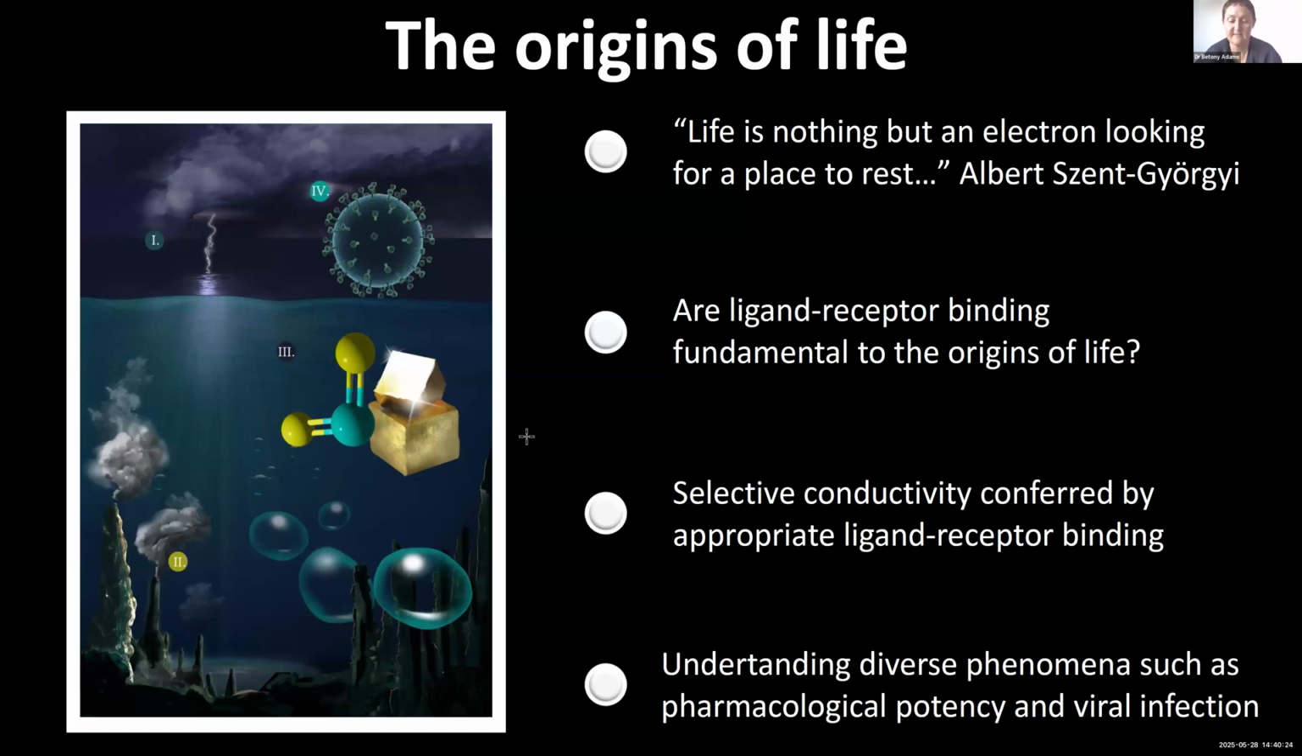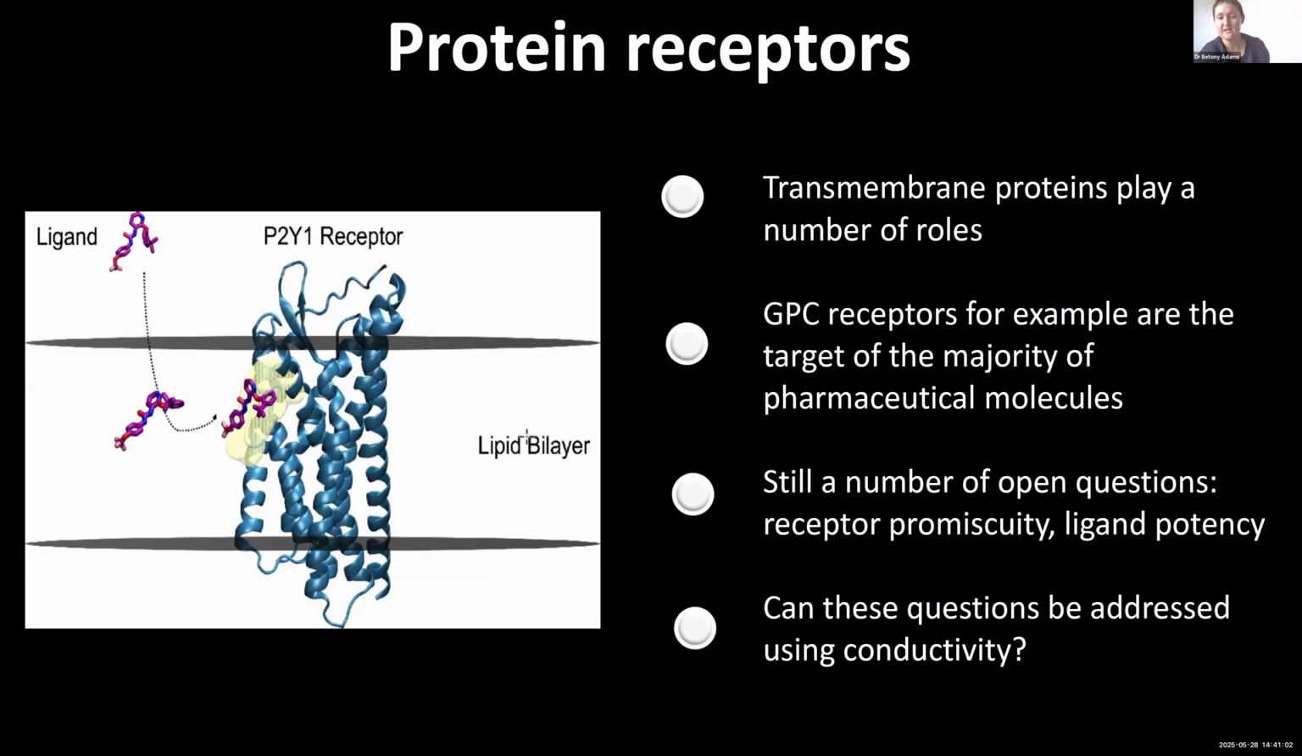So ligand receptor binding is thus fundamental to the origins of life. And what also seems central is this redox activity in receptors, this foundational importance of electron transfer. So conductivity in biomolecules, particularly the selective conductivity conferred by appropriate ligand receptor binding, is a powerful tool for understanding not only diverse phenomena such as pharmacological potency and viral infection, but also possibly origins of life. But to balance this speculation, what practical investigations can be done to further these ideas?